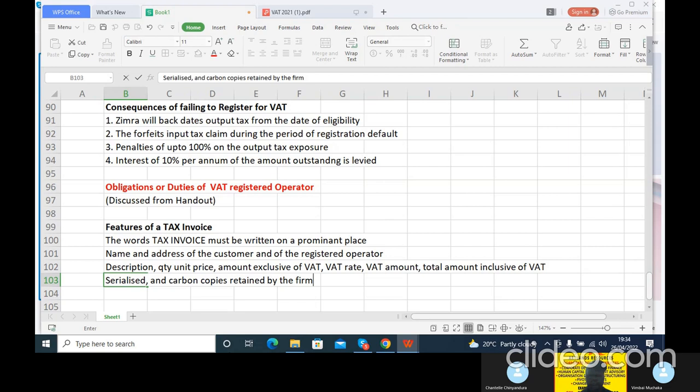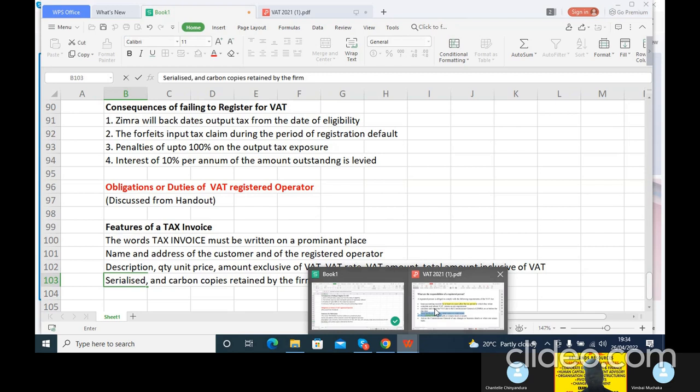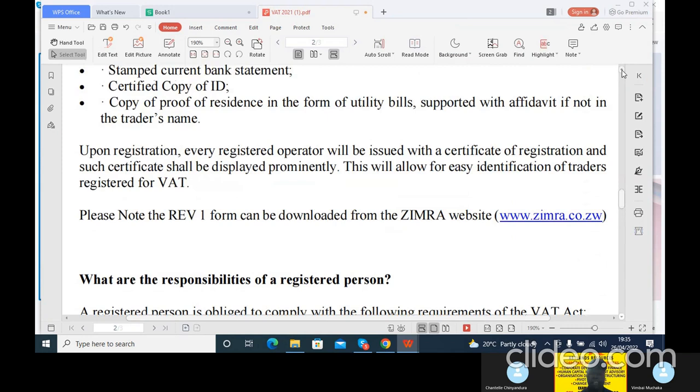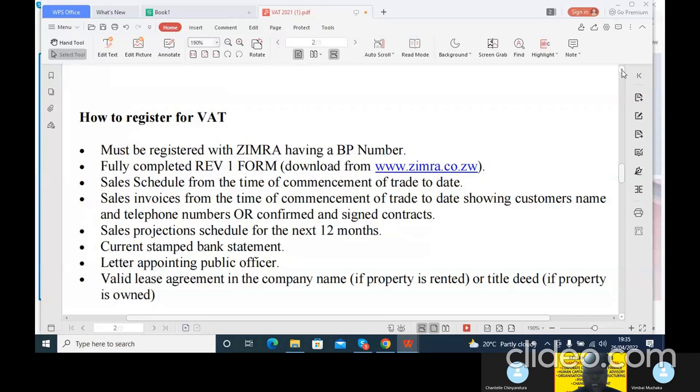Now, you may ask, how do you register for VAT? Does it have registration thresholds? You register online.